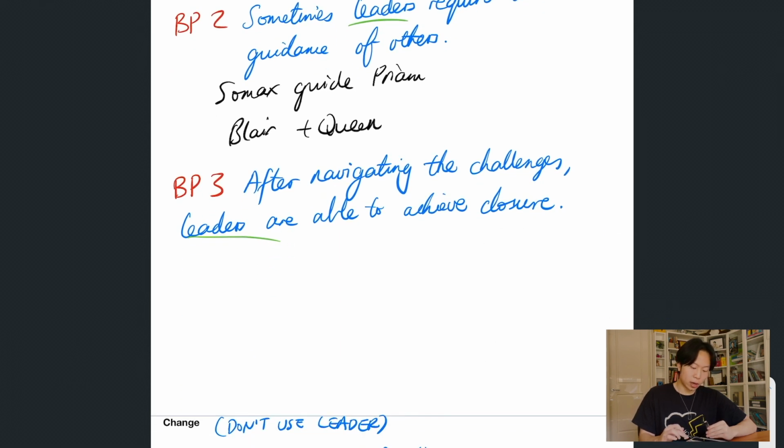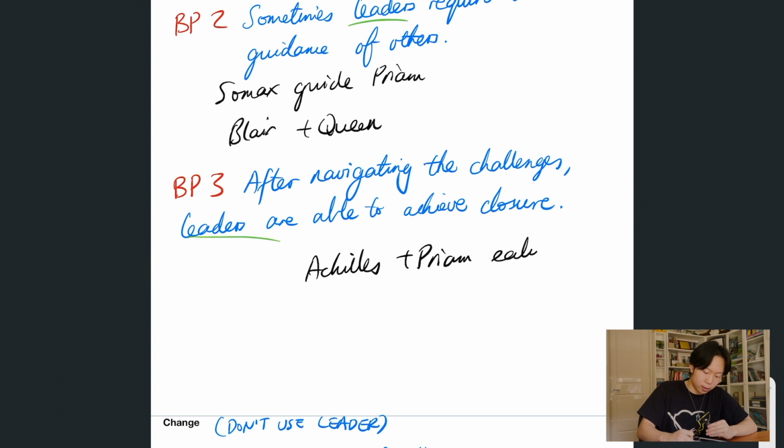All right, body paragraph 3, after navigating the challenges. Closure is pretty classic. It's just all the moments I've mentioned before. So Achilles plus Priam, so eating, Queen's speech. Or like Priam plus Somax, P plus S, walking.